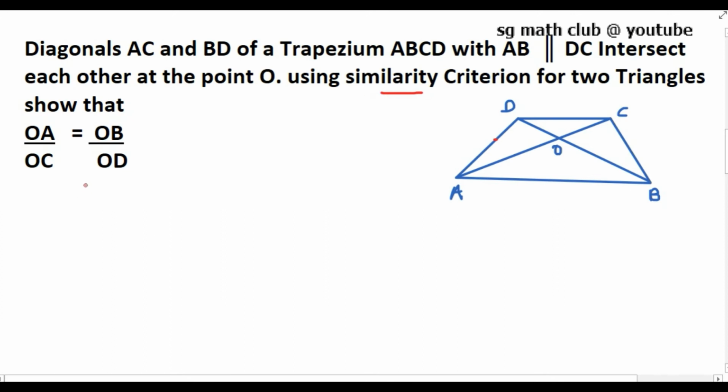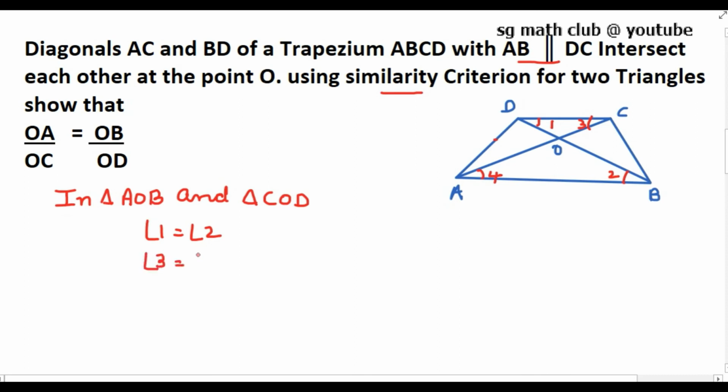So I have to take the two triangles. I am going to take the triangle AOB and triangle COD. So AOB and COD, if I take, I can say that angle 1 is equal to angle 2 because in a trapezium a pair of sides are parallel and they have given AB is parallel to DC. So these two angles are alternate angles. Same way angle C is equal to angle A. So I can write 3 equal to 4.